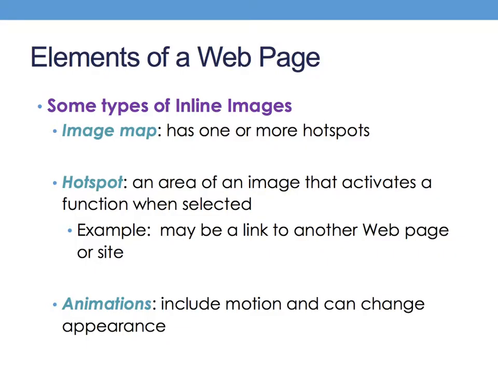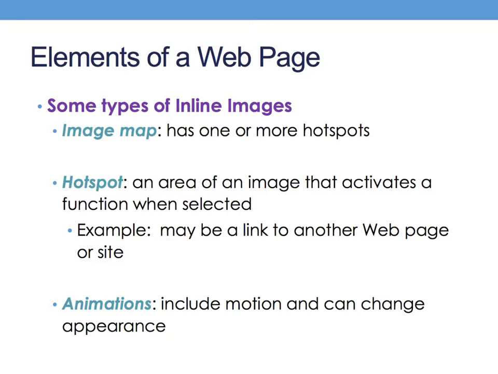So on the screen here you see some specific types of inline images. Now we won't really go into these in this chapter. Image maps and hotspots are really something we focus heavily on in a later unit, but you should be aware of these particular words. I know that the definition here of an image map is pretty vague, but it says an image map has one or more hotspots. And then it says a hotspot is an area on an image that activates a function when selected.